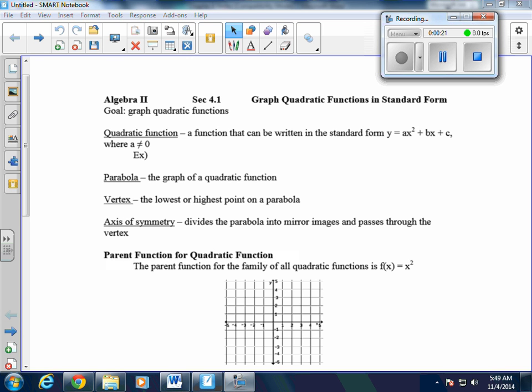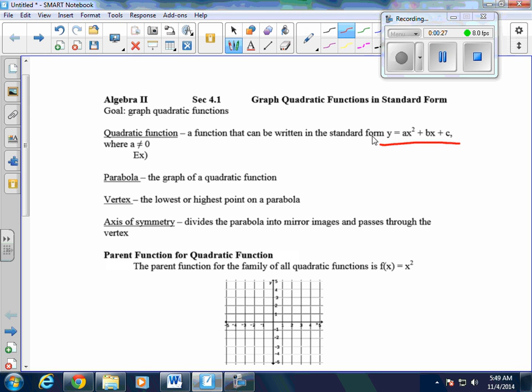Now, a quadratic function is a function that can be written in the standard form, y equals ax squared plus bx plus c. That formula should be on your note card. And this is where a is not going to be equal to 0.